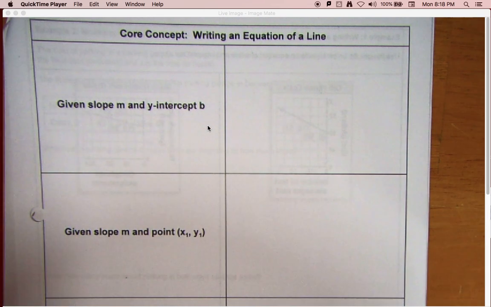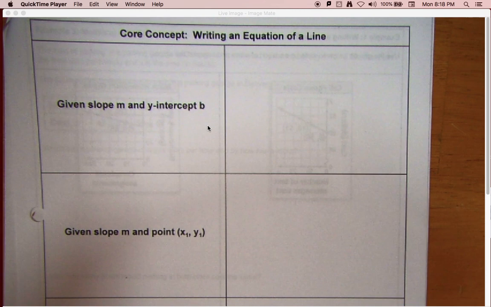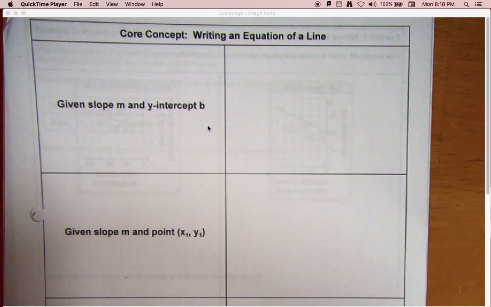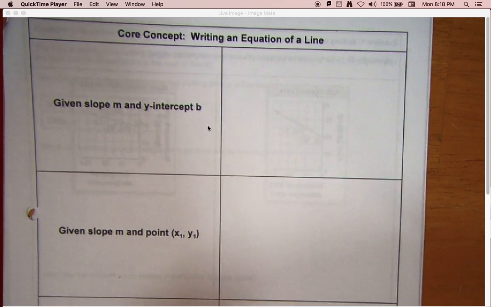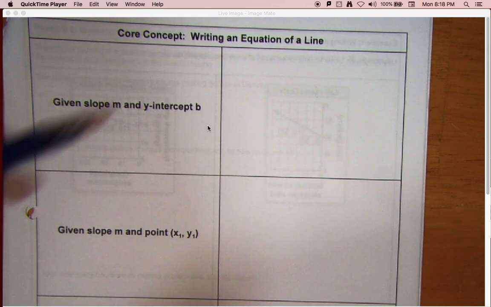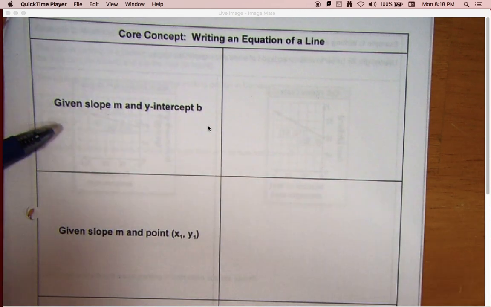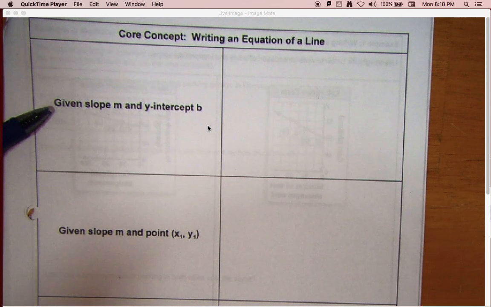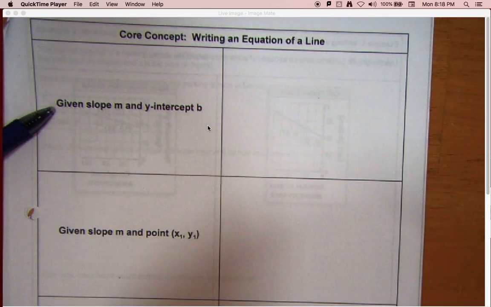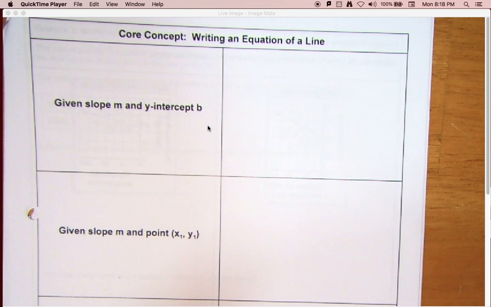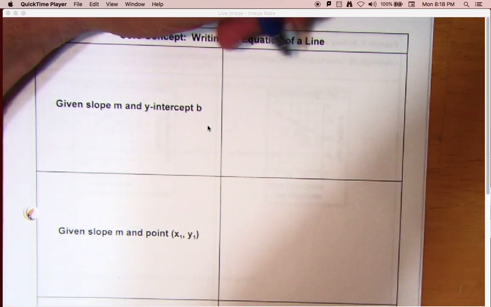Okay, if you've noticed in those two warm-ups, you should have seen some examples of linear functions, or writing equations of a line. What we're going to look at now are three different formulas, or forms, however you want to refer to it, to come up with the equation of a line. The first one is if the information you're given is the slope m and the y-intercept b. This is one you've all seen before.